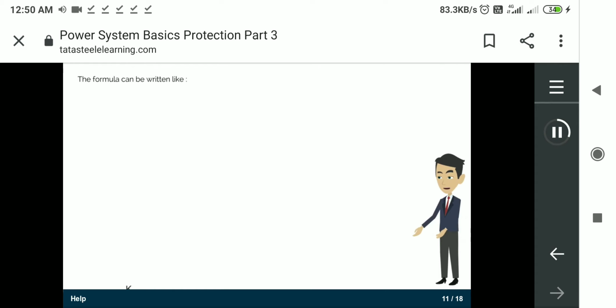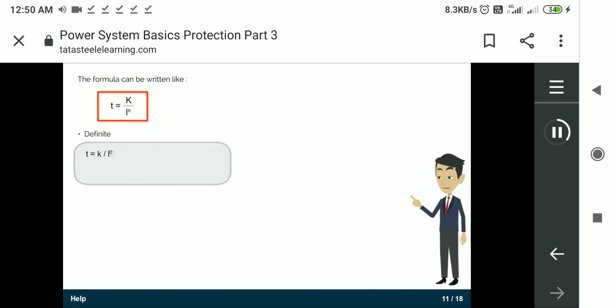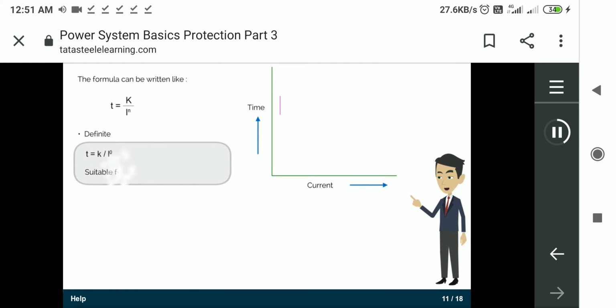The formula can be written like t equal to k divided by I to the power n, where n is a variable. Now, if we put n equal to 0, then it clearly shows that the time is equal to k, means time is constant for any amount of current. This is definite time curve. It is suitable for instantaneous operation.